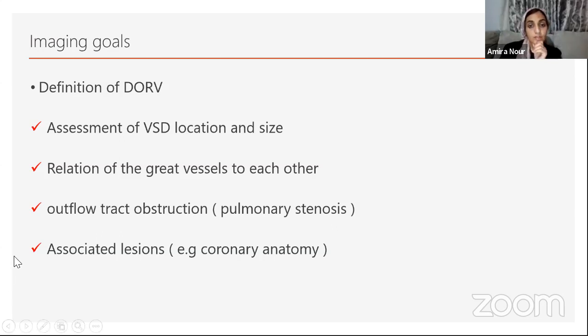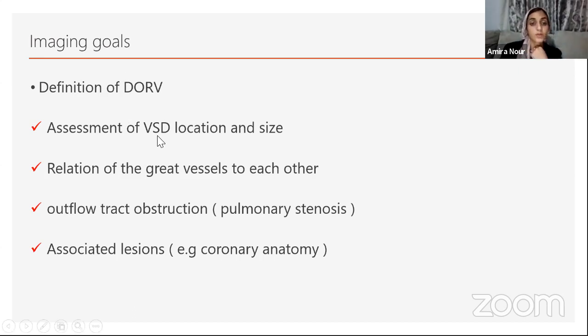I would like to address that we have a checklist. If you define by the echo that this patient has double outlet right ventricle, according to the definition that I discussed before, that both great vessels arise either entirely or predominantly from the right ventricle, so first of all you define by your echocardiography that this patient has a double outlet right ventricle. Then you should go through this checklist.